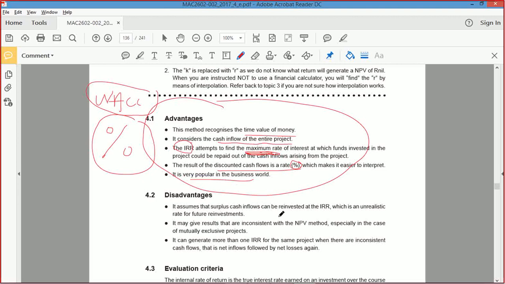Okay, then disadvantages. It assumes that surplus cash is reinvested, which can be unrealistic. Sometimes you don't always reinvest your cash flows, and if it isn't reinvested, then the calculation will be inaccurate. It might also be inconsistent with net present value depending on what projects you have. In the case of mutually exclusive projects, if I choose one project, the other project is eliminated. Do you agree? Yes, sir. That has an impact on the decision making.